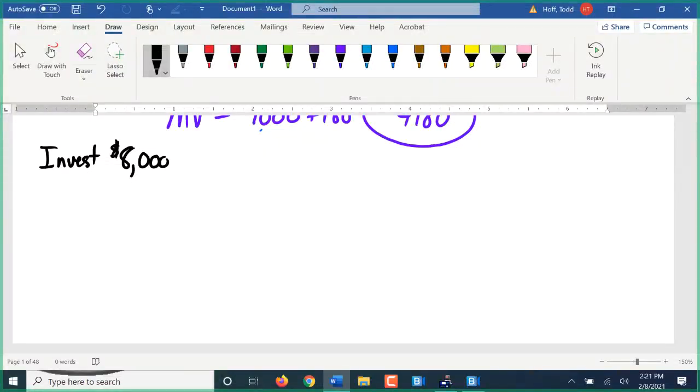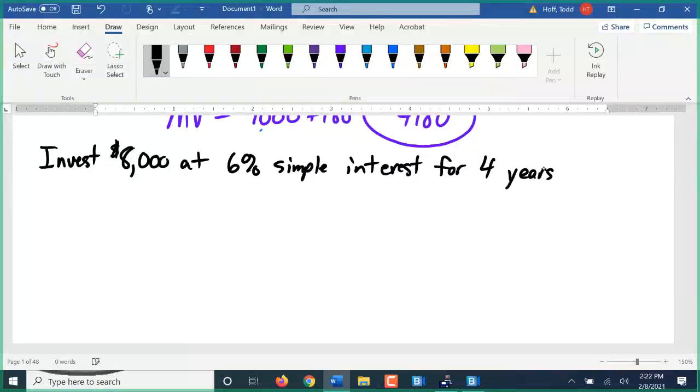Let's say you're going to invest $8,000 at, let's go 6% simple interest, for 4 years. Let's find that maturity value. Well, we first have to find the amount of interest. Well, interest equals, what's going to go in the formula? 8,000.